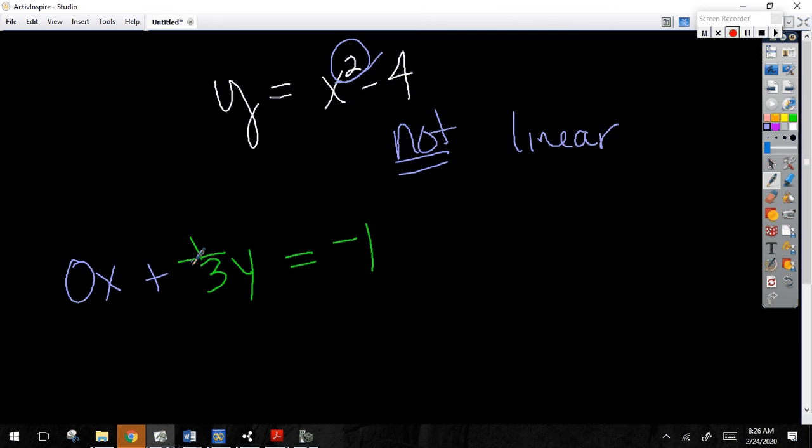Tell me what a line looks like when you graph it. Straight. Straight up and down could be one way. Across. This is x equals something. This is y equals something. Or it could be, okay, that. Or.